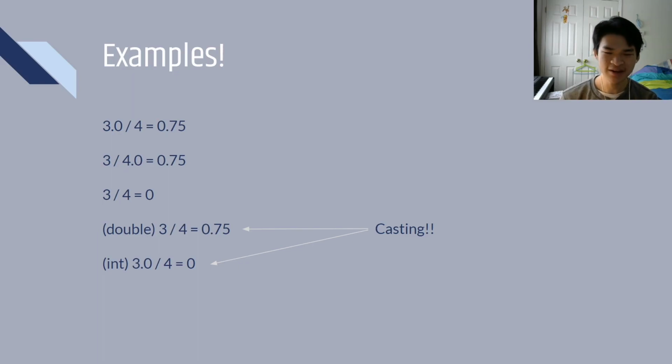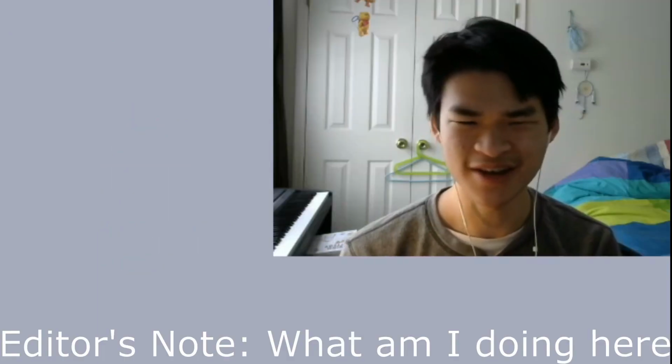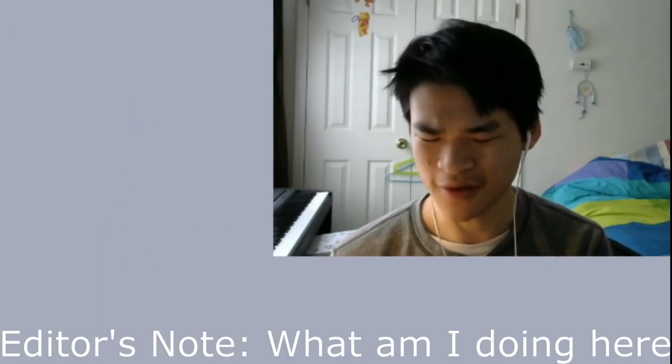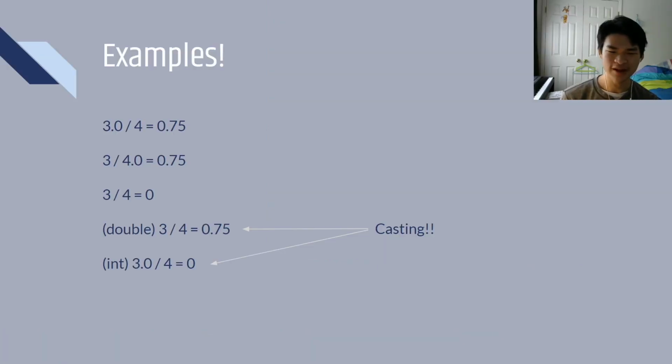If you take a double and divide it by an integer, you should get a double, but since you're casting it to an integer, the result will actually be the truncated value, which is 0.